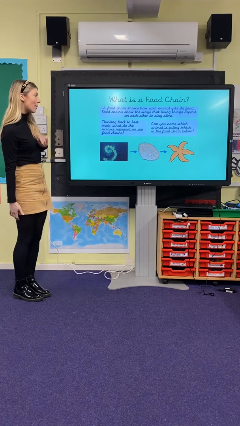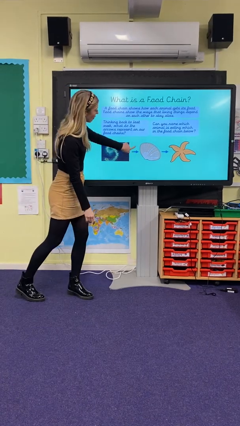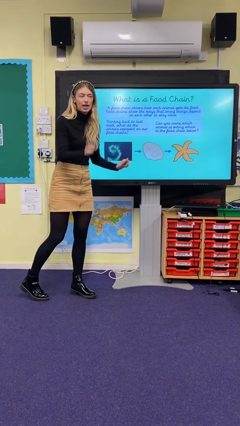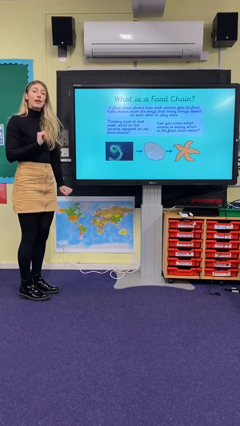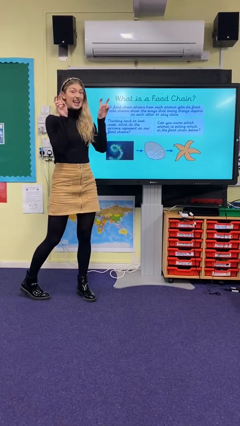So thinking back to last week, what do these arrows represent? Okay, have a little think. Well, they represent "is eaten by."